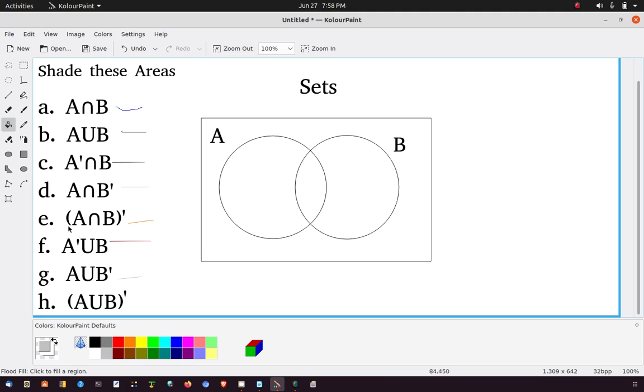A union B complement. A union B, first of all, is this, this, and this. The complement will be outside of that. So that in yellow is A union B complement. So let's clear this, this, and this, and the shading you're looking at is A union B complement. All right.